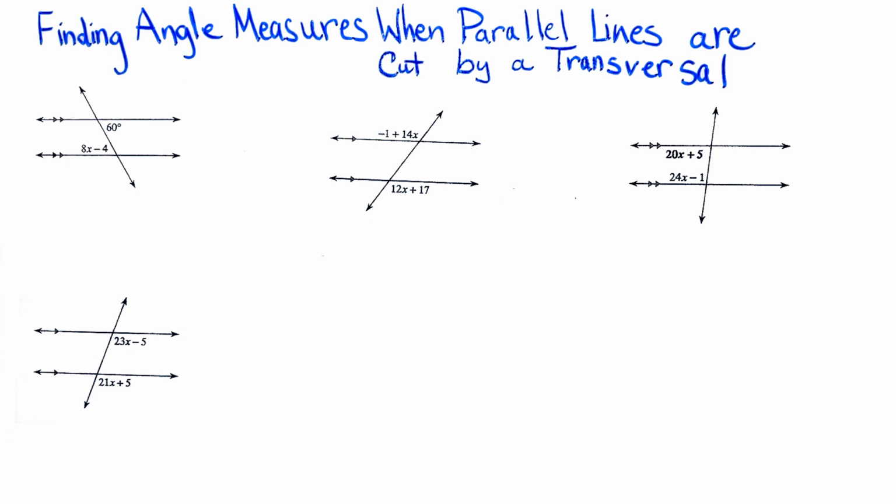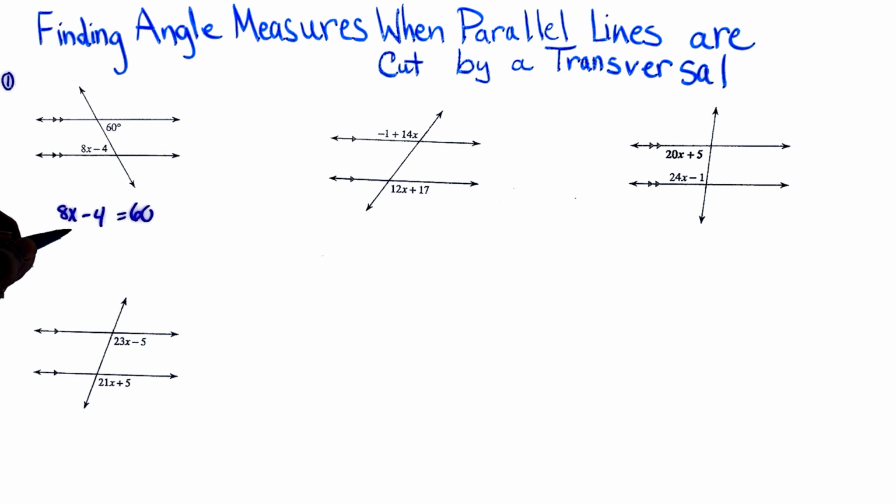So for the first problem, we see that we have a 60 degrees and an 8x minus 4. Well, these angles are alternate interior angles. So when you have parallel lines, alternate interior angles are congruent, or are equal. So I'm going to be able to write 8x minus 4 is equal to 60. And for these questions, we are actually going to be finding the value of x, okay?